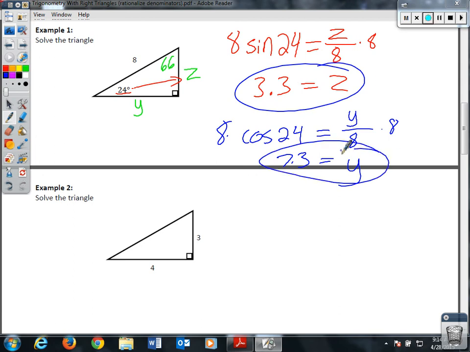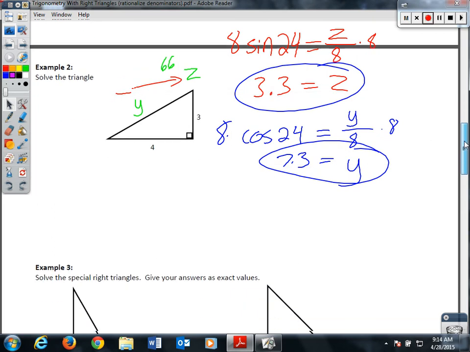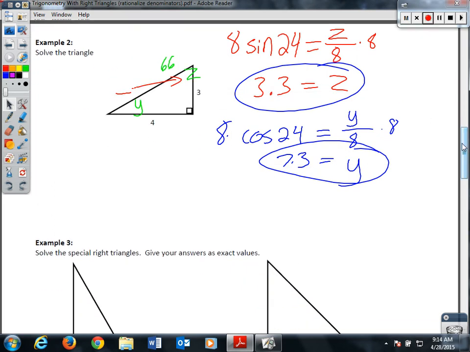So we have solved this triangle now. We found all of the sides and all of the angles. Let's go to example 2. You'll notice in example 2 we're given 2 side lengths this time and no angles.